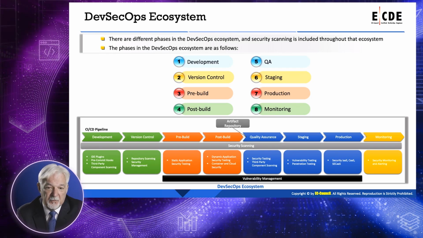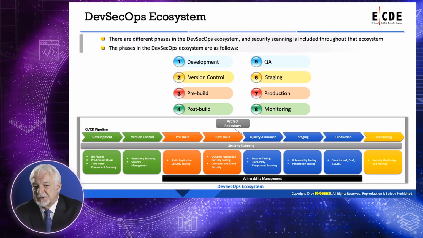Speaking of version control, we look at repository scanning and security management. On the pre-build, we do the static application security test. Post-build, we do dynamic security testing. We also look at container and cloud security. We start bringing in this infrastructure to look at the environment that this is going to go into.